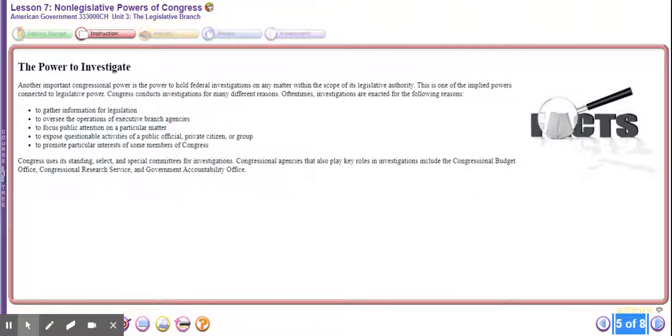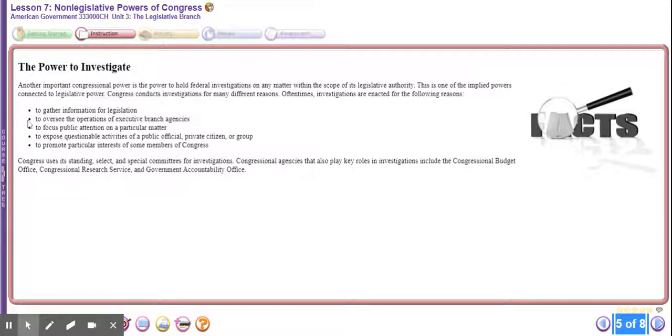This is one of the implied powers connected to legislative power. Congress conducts investigations for many different reasons. Oftentimes, investigations are enacted for the following reasons. Here are just some reasons why Congress might launch into an investigation. So they might investigate to gather information for legislation. So they're thinking about, well, we want to have a new law about healthcare. So let's do some investigation. We'll bring in some doctors to come in and testify and tell us more about this particular aspect of healthcare.